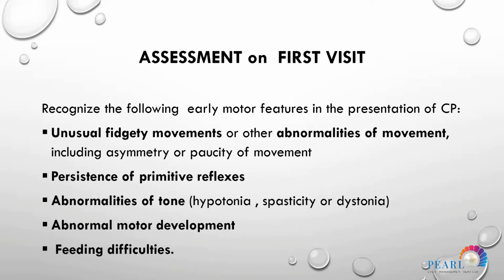It's very important to recognize the early motor features of cerebral palsy, which may include unusual fidgety movements or other abnormalities of the movements. And yesterday, if you were attending the webinar, one of the co-speakers talked in detail about how to pick up these abnormal movements. You also have to look for asymmetry of the movements, which may indicate hemiplegia or monoplegia, and also the paucity of the movements.